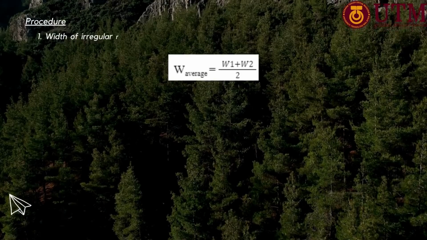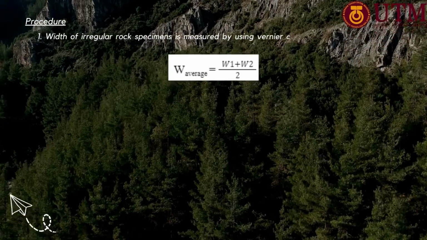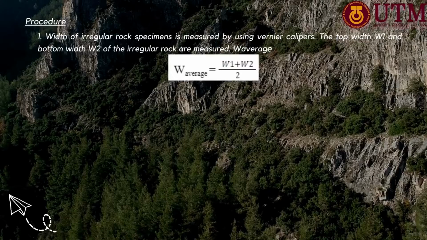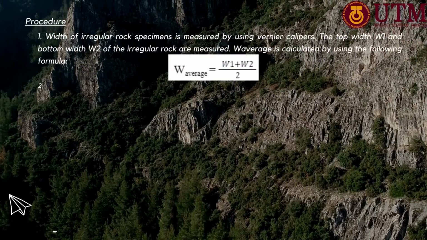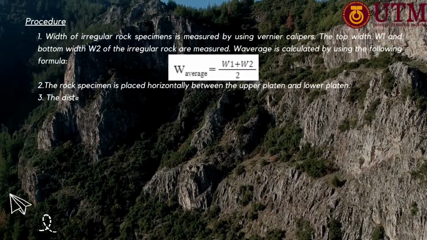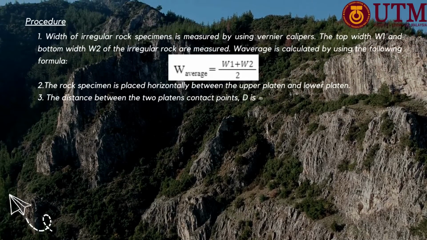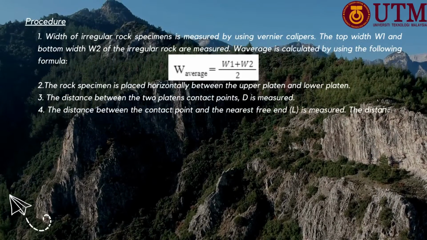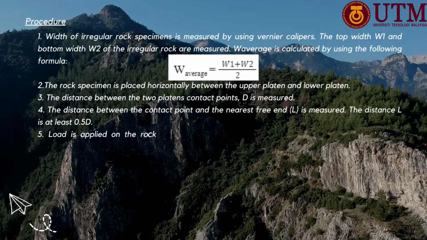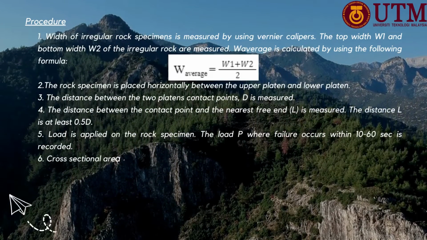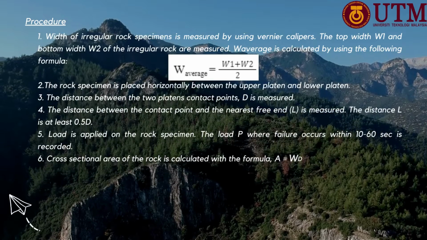The width of irregular rock specimen is measured by using vernier calipers. The top width W1 and bottom width W2 of the irregular rock are measured. The W average is calculated by using the following formula. Next, the rock specimen is placed horizontally between the upper platen and lower platen. The distance between the two platen contact points D is measured. Next, the distance between the contact point and the nearest free end L is measured. The distance L is at least 0.5 times D.